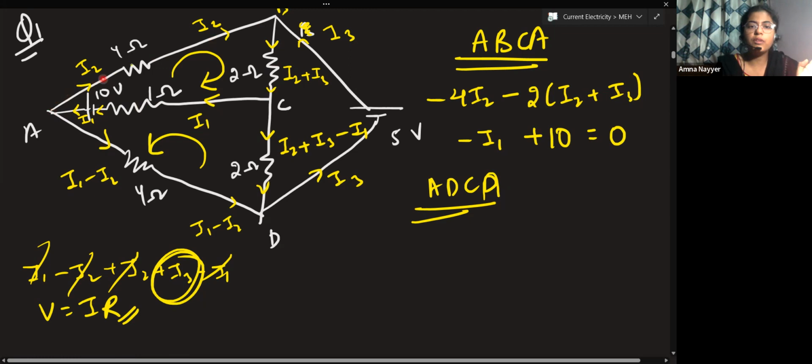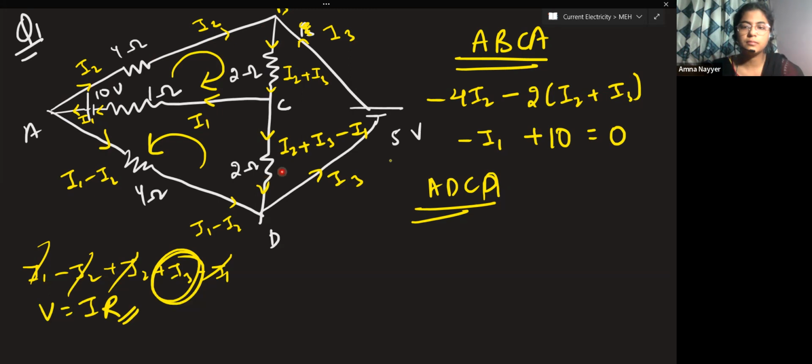Tell me, when I'm moving from A to B, am I moving along with the direction of current or opposite to that of current? Along. Whenever your direction is along, put a negative sign. Clear now, Samya, how we have got minus 4I2?